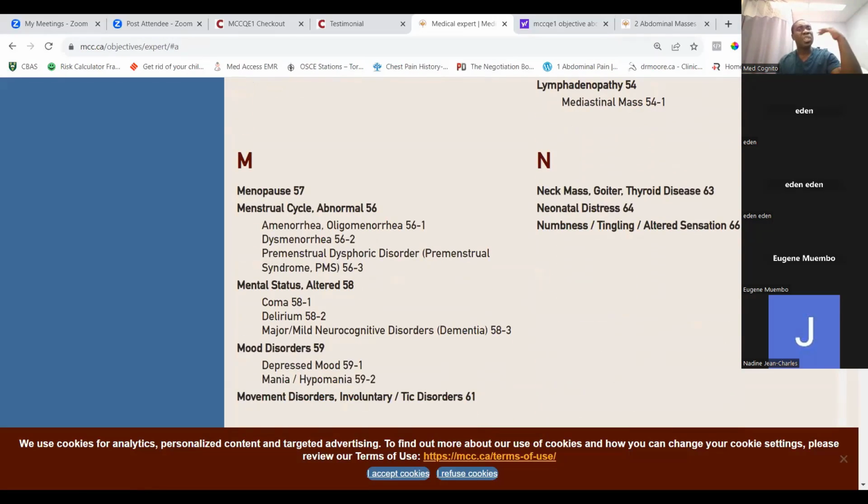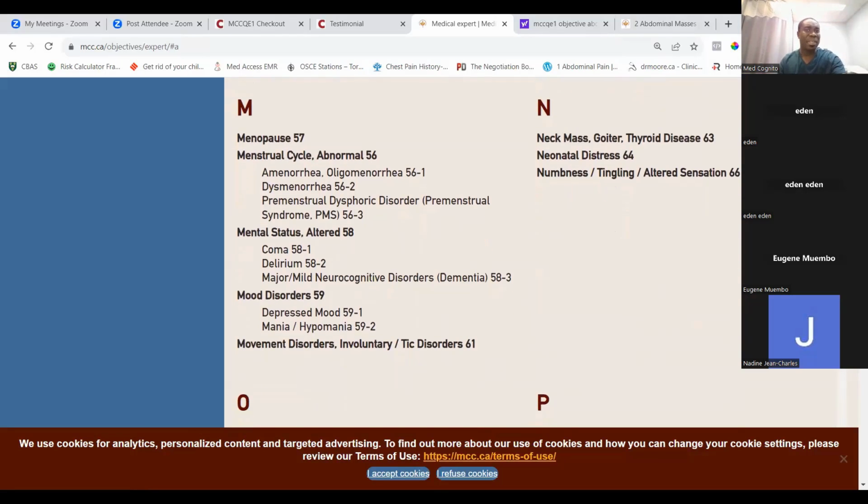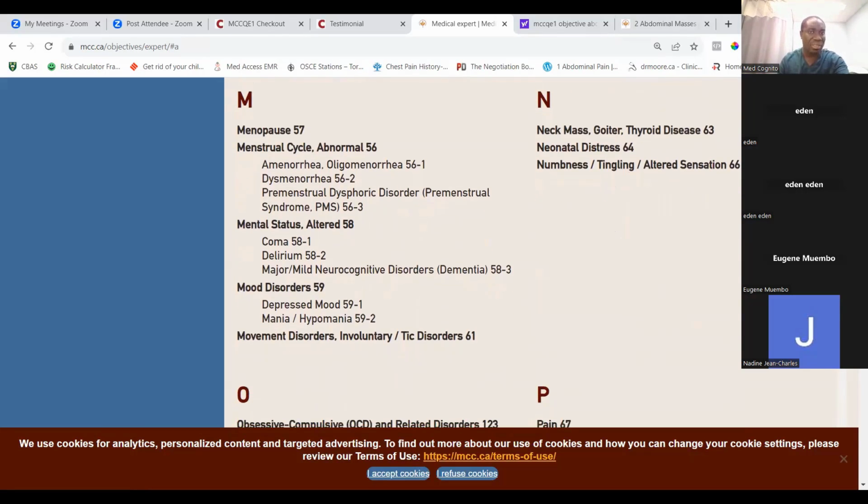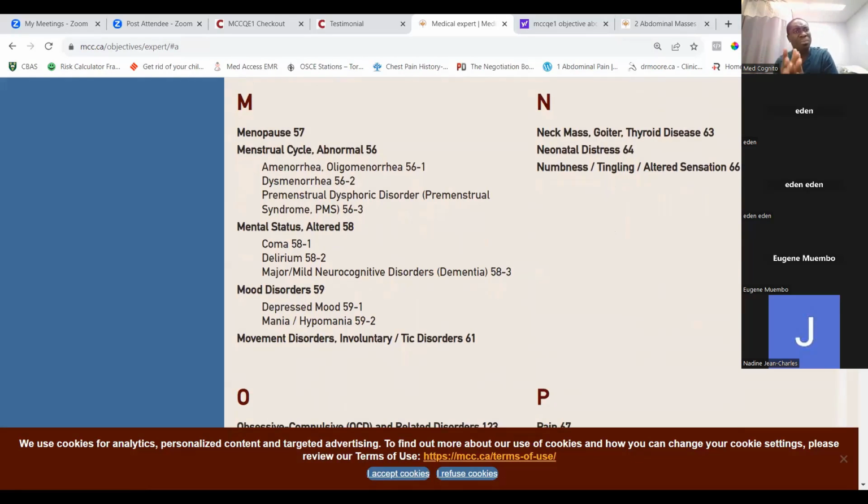When you come to M, you need to master menopause. You need to master menstrual cycle. You need to master mental status and altered mental status. So what is going to be your approach to a patient with coma? What's going to be your approach to the patient with delirium? What's going to be your approach with a patient with major neurocognitive disorders like dementia? What's the difference between dementia and delirium? So, for example, if you notice that in your notes, I am hitting on delirium and dementia, it's not because of anything. It is just because it's in the objectives. Then movement disorders, choreoathetoid movements.